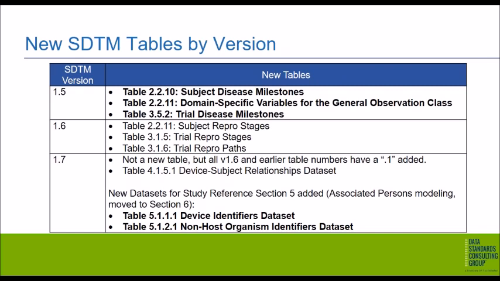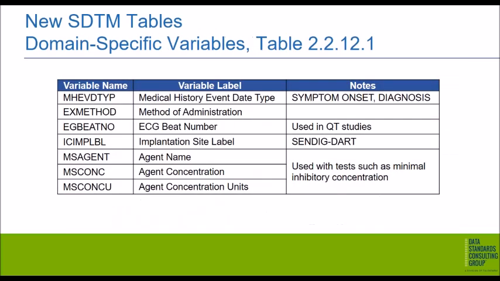In version 1.5, we have new tables here, and I bolded the ones that I'm going to specifically talk about. The subject disease milestones and the trial disease milestones. I have a bunch of slides on disease milestones because I think that's an important concept in 3.3 that I really want to spend some time on. We have domain-specific variables, and I've got a slide on that. And then I'm going to cover a little bit of this stuff here. This SDTM version was solely for reproductive toxicology studies, so probably not of interest to most of you here today. If you are, we can certainly talk about it later.